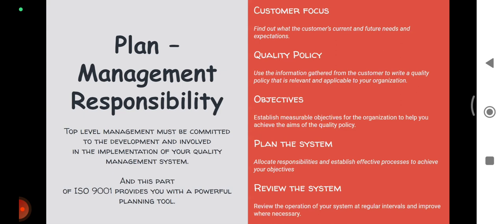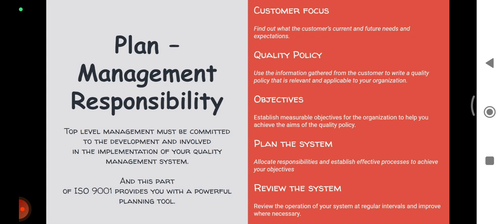What you're going to write in your statement of intent, your quality policy, you're going to establish measurable objectives for the organization on how that is going to help you to achieve the quality aims of the quality policy statement. And then you are going to allocate roles and responsibilities to meet those objectives, which are based on the policy statement of intent, and the policy is based on what? On customers' needs and expectations.